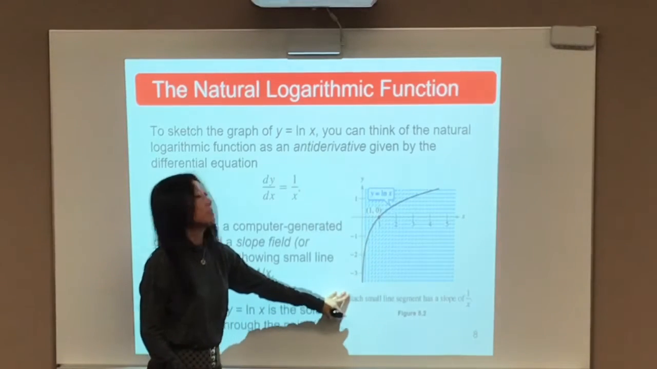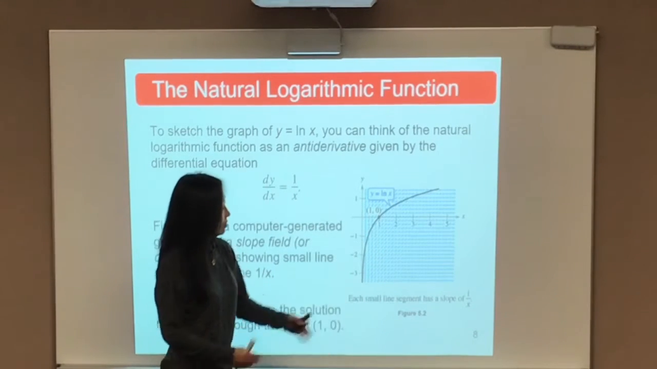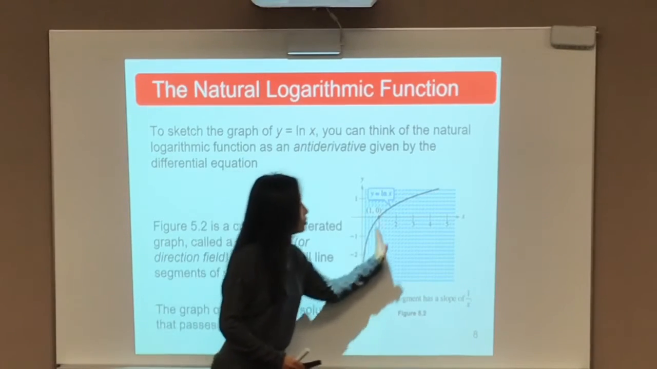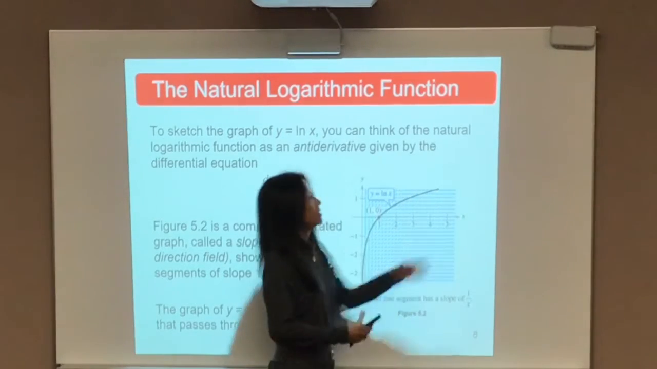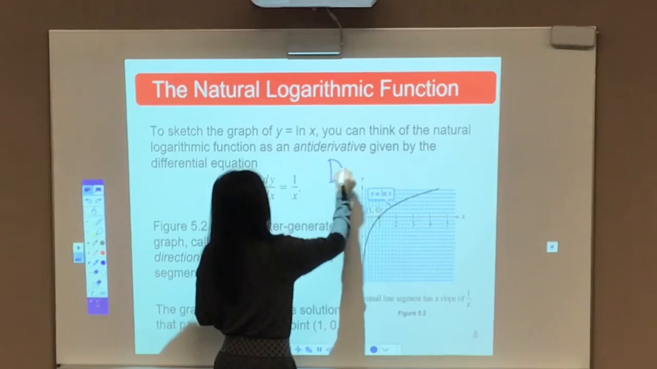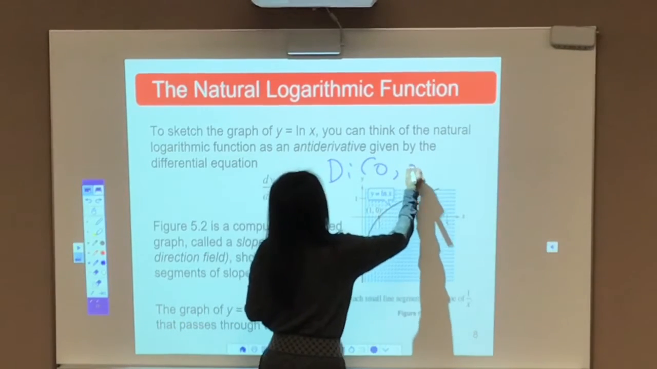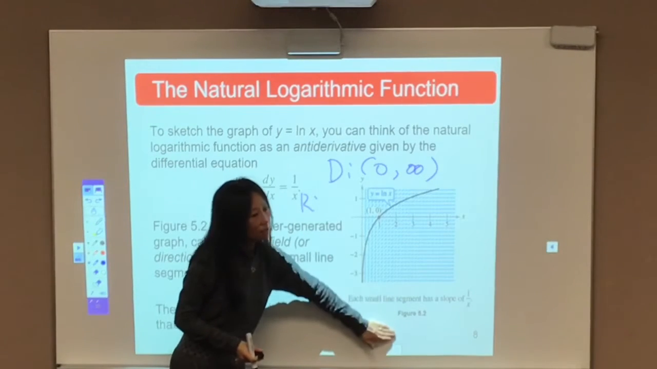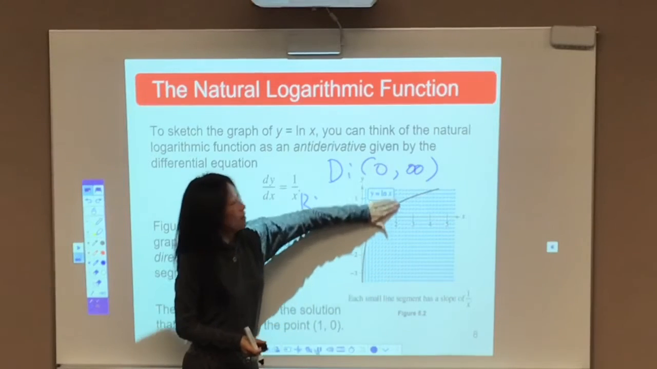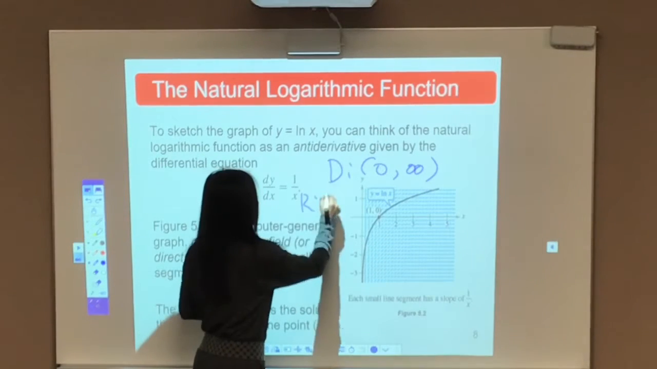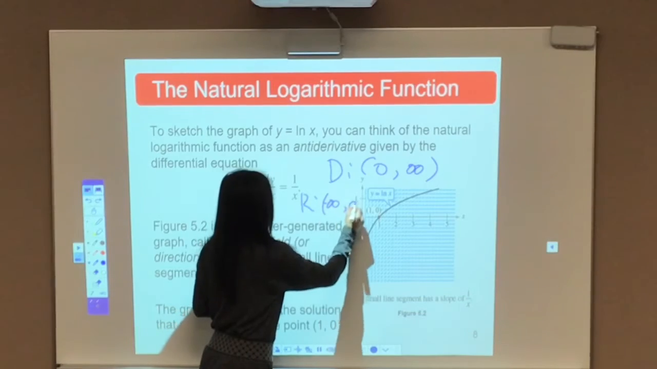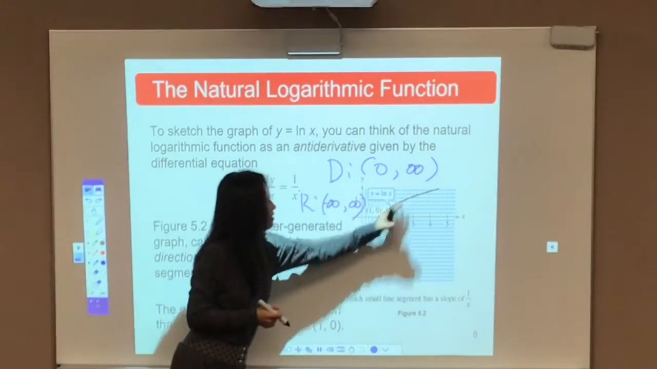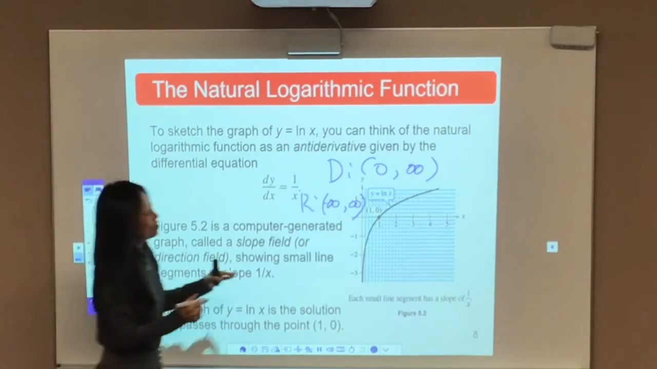Let's look at the domain and range. What's my natural log domain? The domain is where? 0 is not included, right? And then it goes all the way to where? Positive infinity. So my domain for this is 0 to positive infinity. What is my range? It starts at negative infinity and goes all the way up to positive infinity. Yeah. So that's the domain and range of natural log of x.